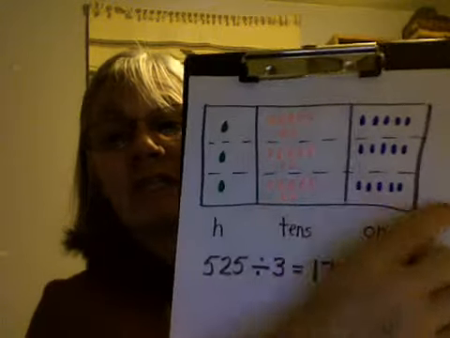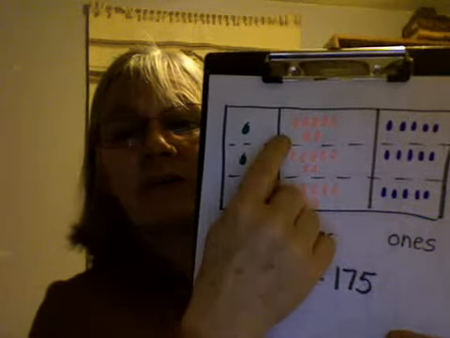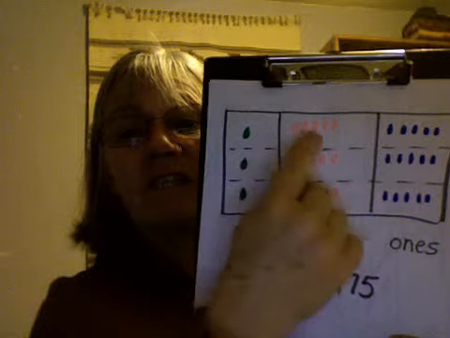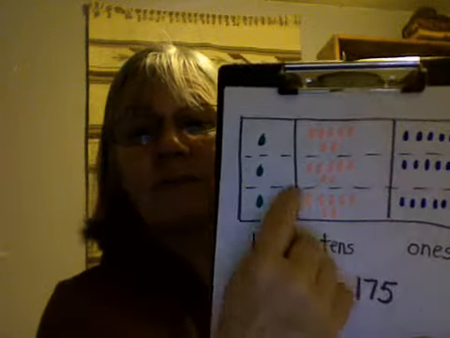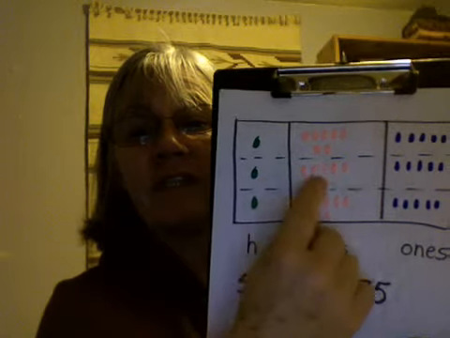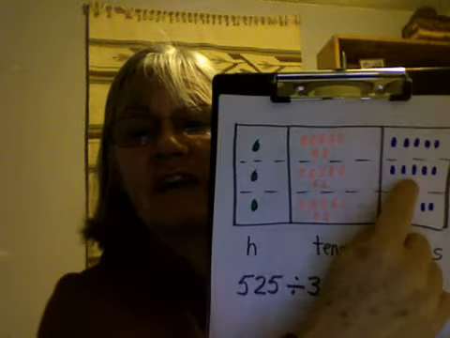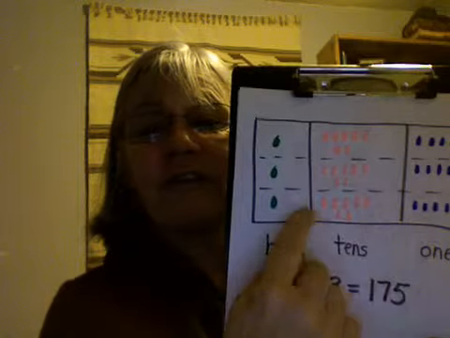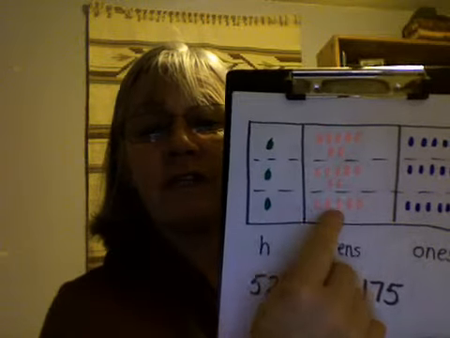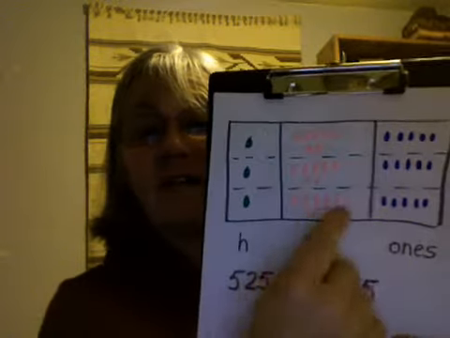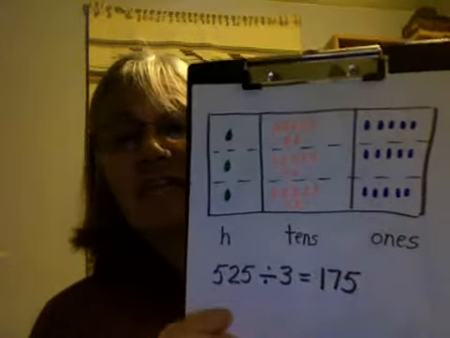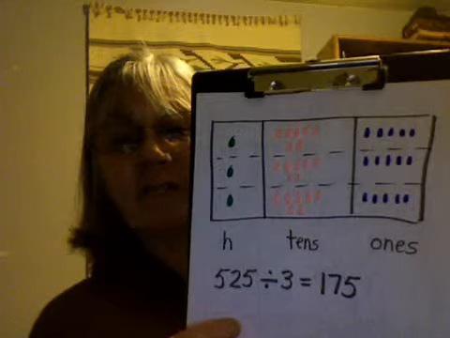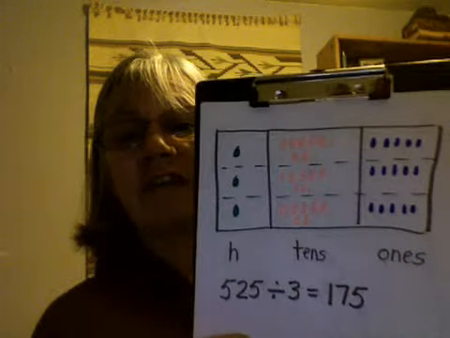It shows up like this on a place value chart. Here's 175. Here's another group of 175. And then we have our third group of 175. 525 divided evenly into three groups is 175.